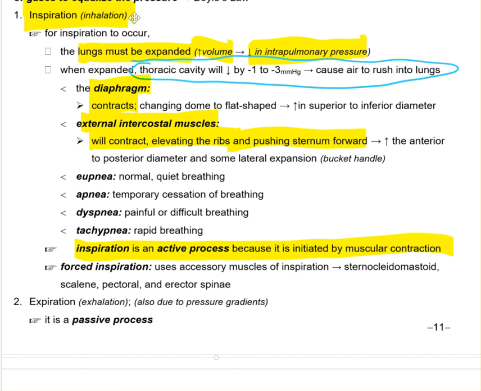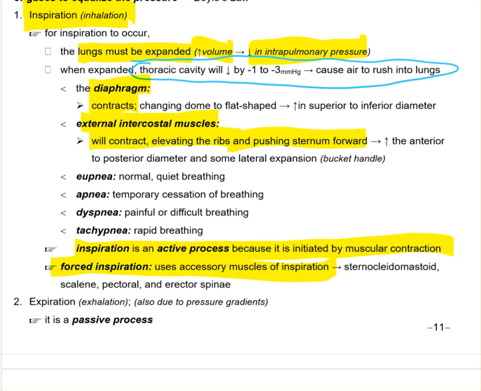Regular inspiration is going to occur passively. Up until I started to ask you to breathe, you've been breathing just fine throughout the entire talk, the 10 minutes before. So forced inspiration is conscious, and we're using other skeletal muscles to help this, all right? So it uses accessory muscles of inspiration.